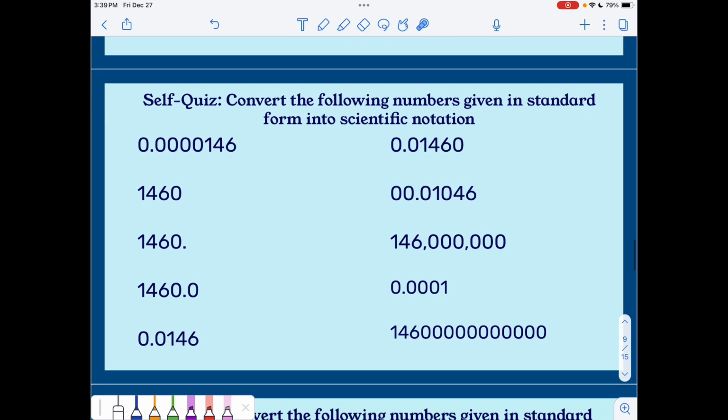Okay, now here is self-quiz time. Some instructions you could see for an example like this would be: convert the following numbers given in standard form into scientific notation. So you can pause the video here and then unpause when you're ready for me to unveil the answers.